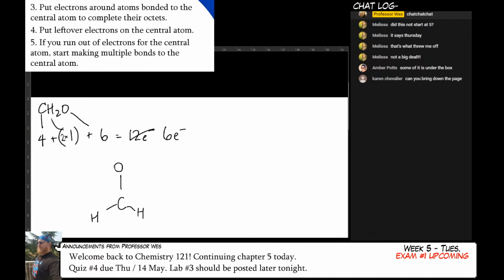Now I gotta do, I'll just put all the rules on the board. Now I gotta do step 3. Put electrons on the outermost atoms. Well, I got H here. How many electrons does hydrogen need? What do I gotta do to H here to satisfy its electron needs, we'll say? How many should it have? You type your answer in the chat.